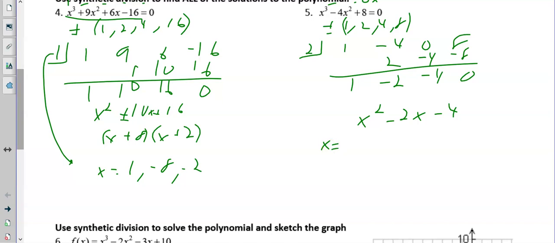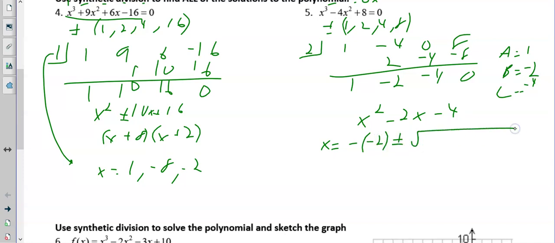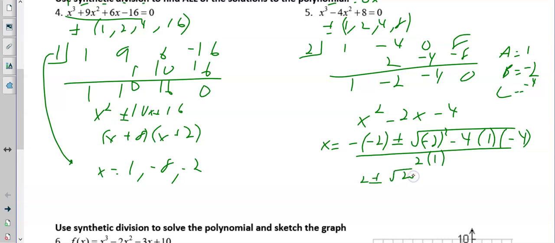So x equals the opposite of b. Remember, A is 1, B is -2, C is -4. So the opposite of B, plus or minus the square root of B squared, remember there's going to be a positive number no matter what the calculator tells you, minus 4 times A times C all over 2A. This is going to give you 2 plus or minus the square root of 20 over 2. Remember, this breaks down to 4 and 5.